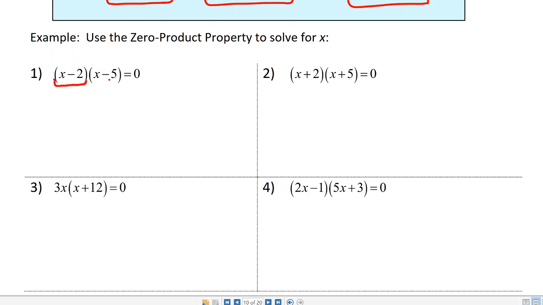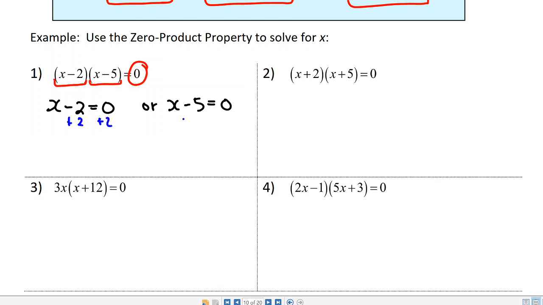So we have two factors, x minus 2 and x minus 5. They're being multiplied together and equal to 0. So using the zero product property, what that tells us is either x minus 2 is equal to 0 or x minus 5 is equal to 0, or they could both be equal to 0. So when we're solving by factoring, we're going to set each of the individual factors equal to 0, and then we're just going to solve for x.